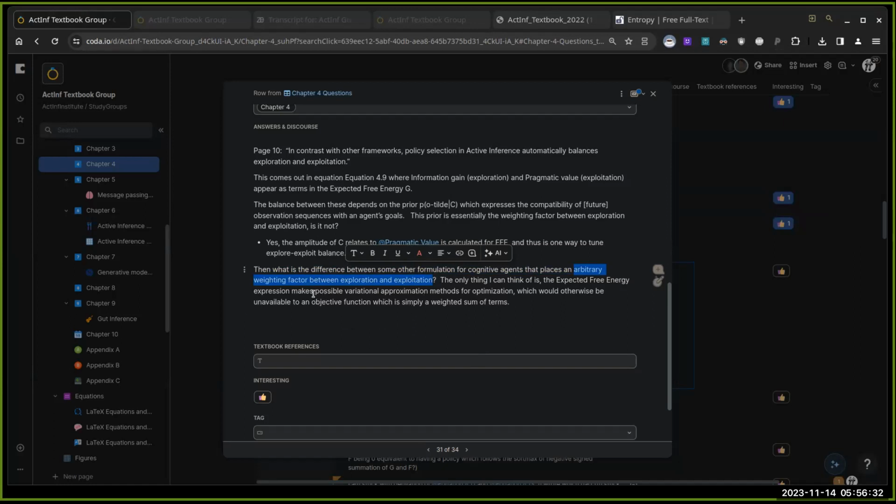And it can do the variational approximation methods. But you could have a cognitive architecture that was like a variational autoencoder, which would enable you to use variational methods. So it's not that the only difference is the variational methods.